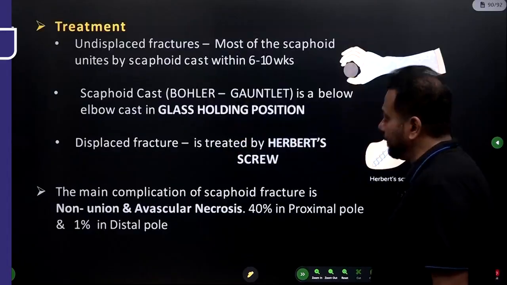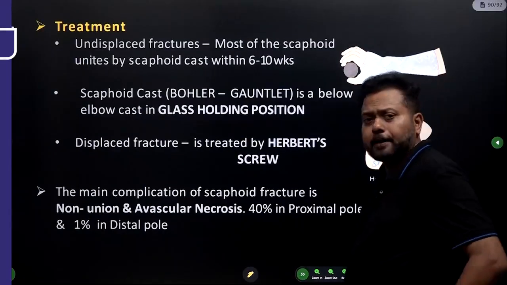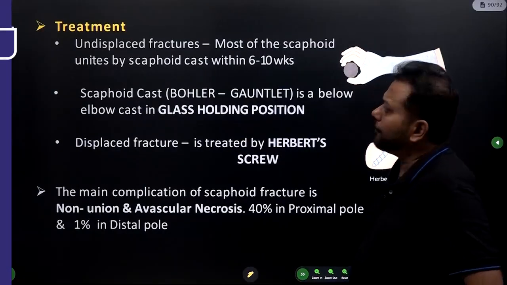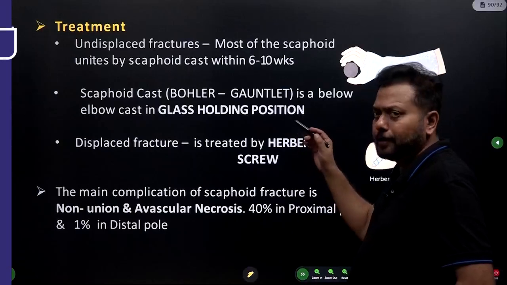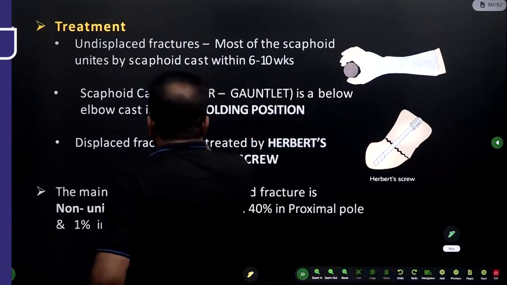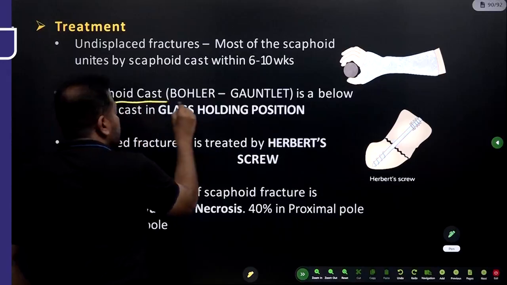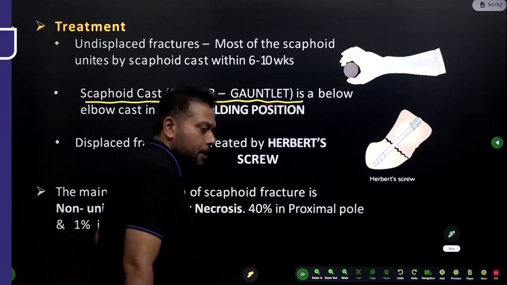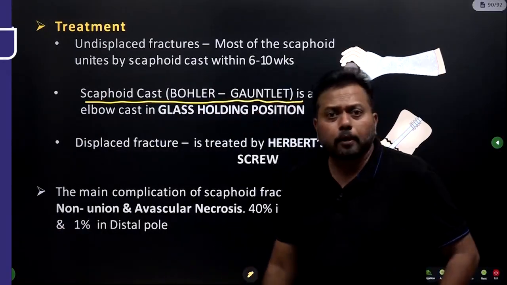So that's the thing. Coming to treatment, undisplaced scaphoid fracture. Most of the scaphoid fracture unites by scaphoid cast in 6 to 10 weeks. Scaphoid cast is otherwise called Bowler gauntlet cast.